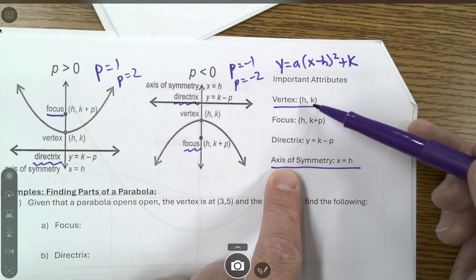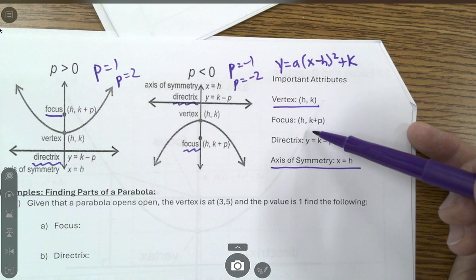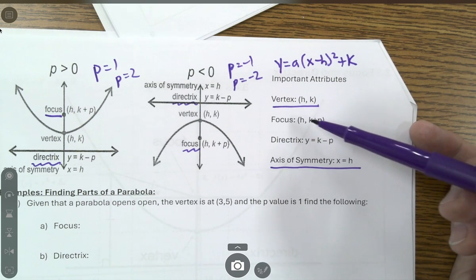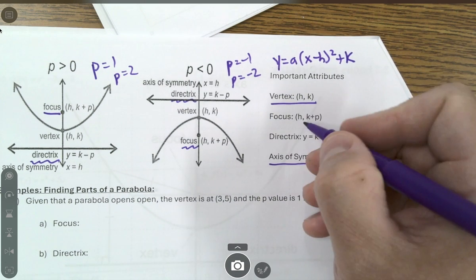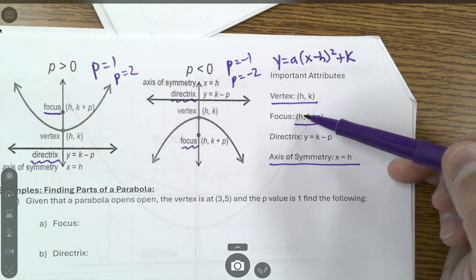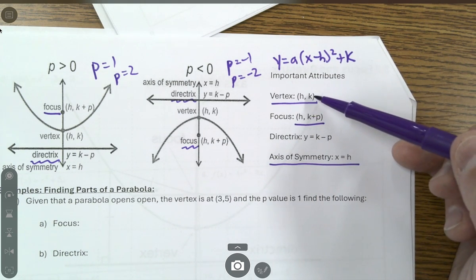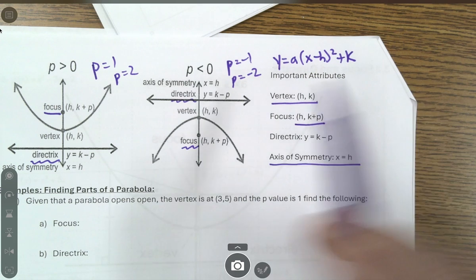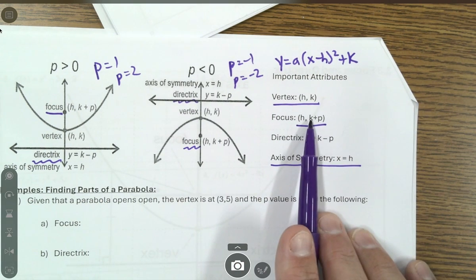The focus and the directrix are what I'm going to focus on today. To find the focus, you take your h value as your x coordinate, and then you take your k value and add your p value to it, and that'll get you the focus of that parabola.